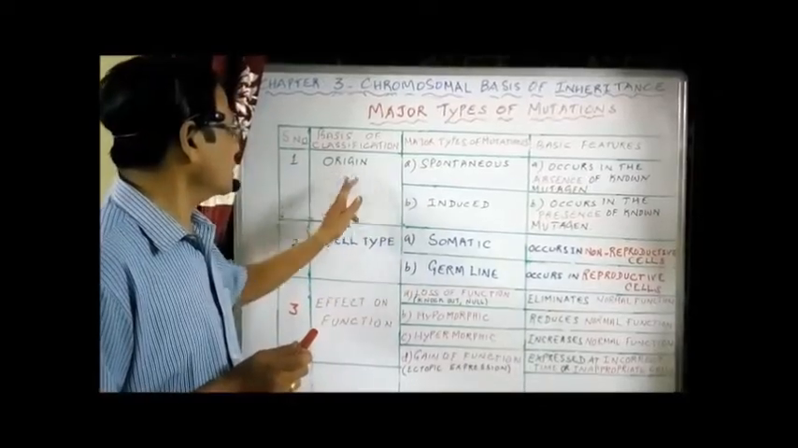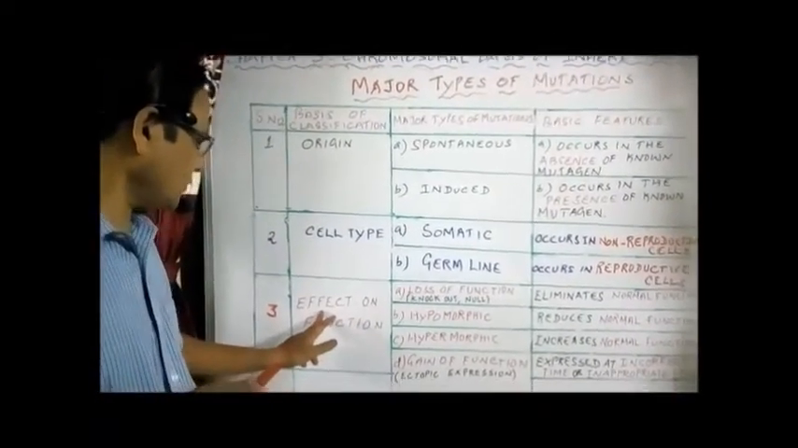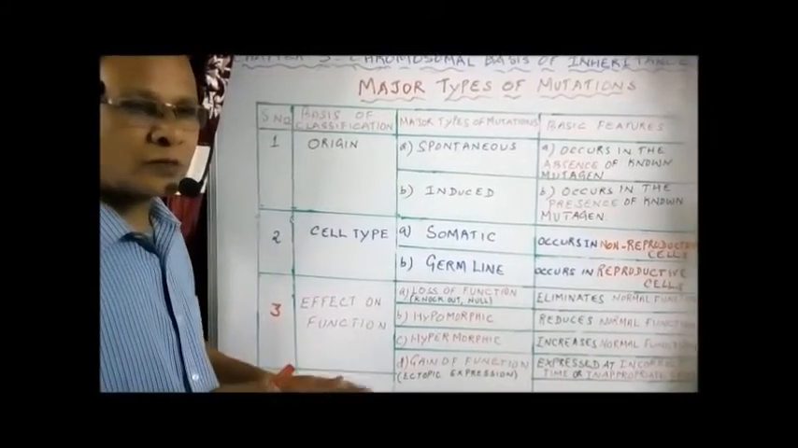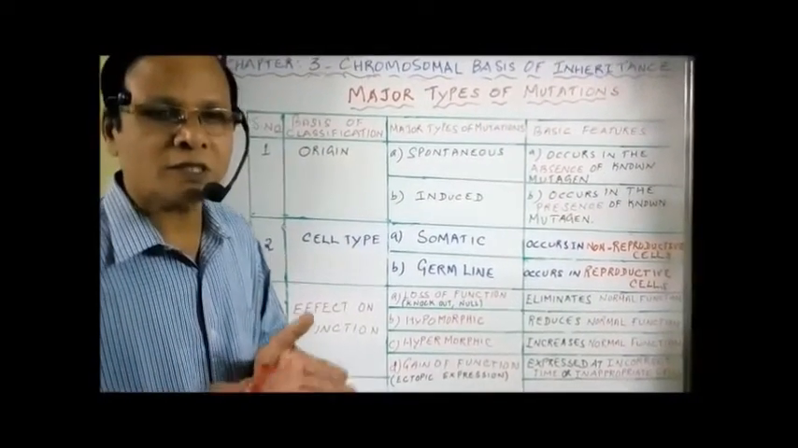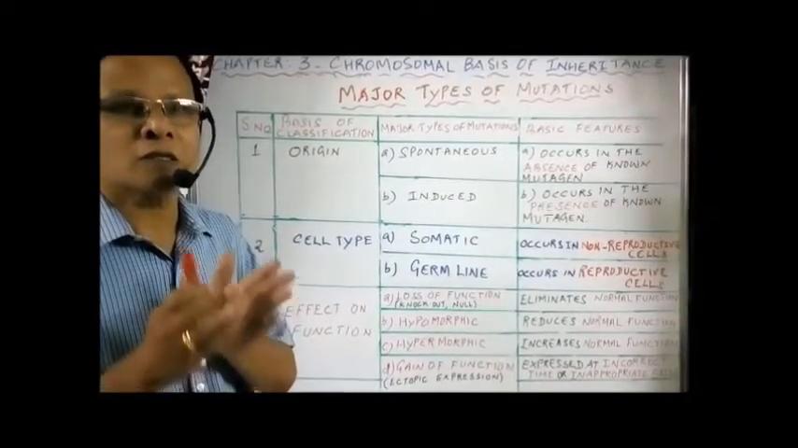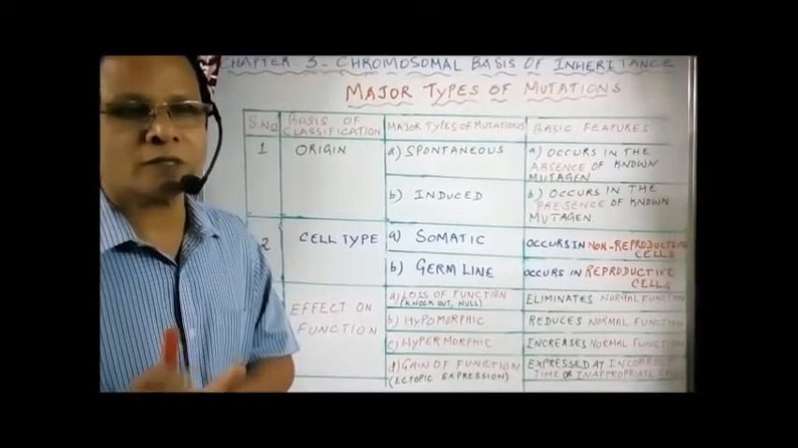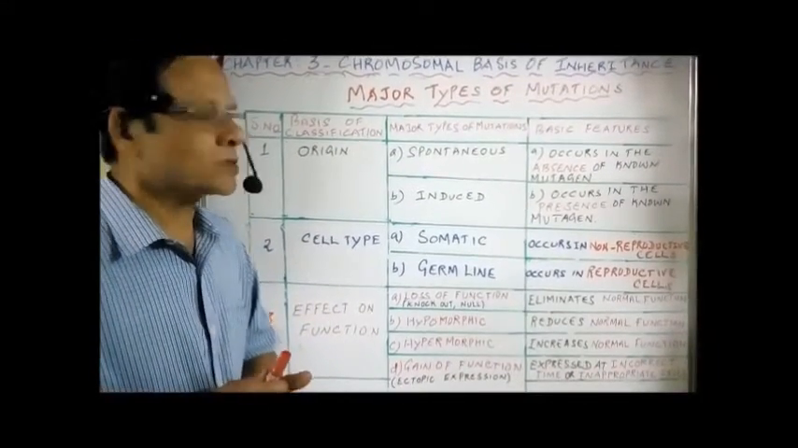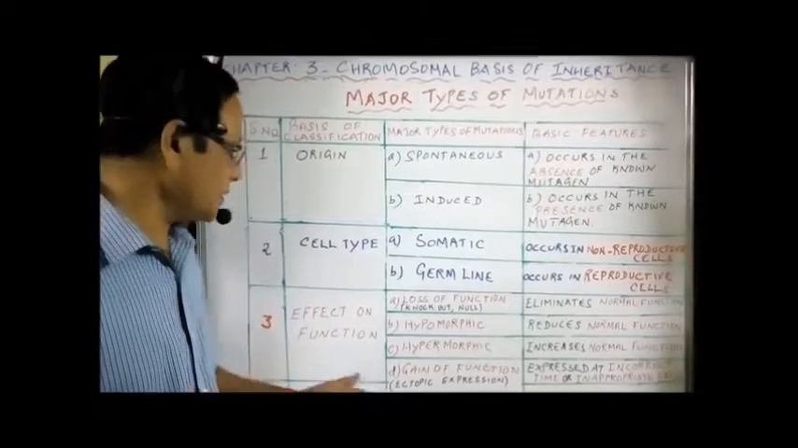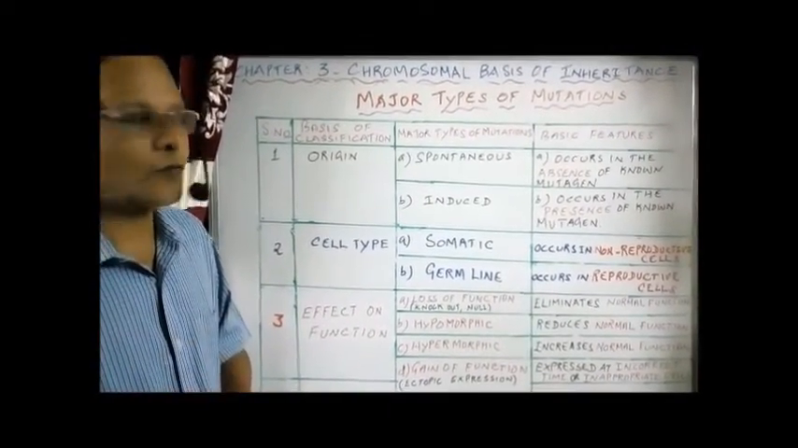Based on origin, based on the cell type in which it occurs, based on the effects on function, based on the molecular change in the DNA molecule, particularly the nucleotide chain, and finally those mutations which affect the translation process. The translation process is also affected by mutation. I will take the first 3 first and then we will go back to 4 and 5.